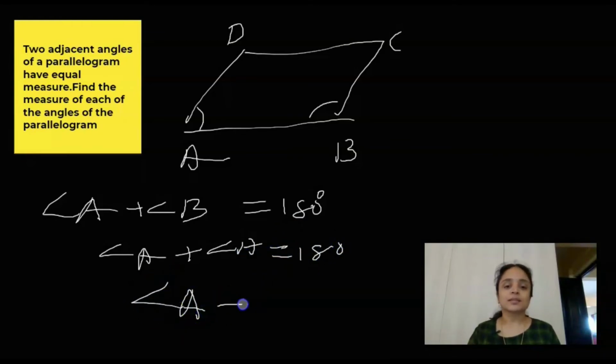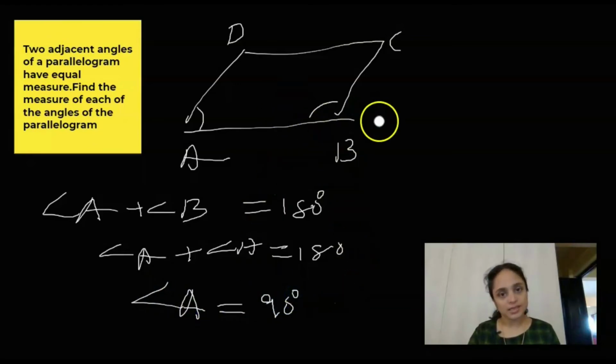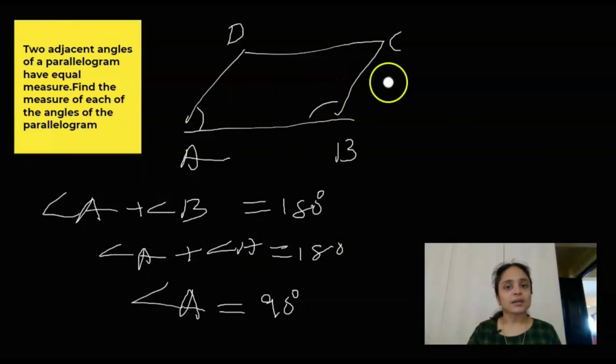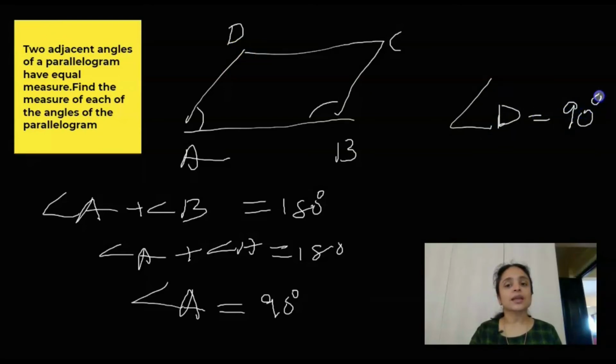No need of solving like this. We know that angle A will be 90 degree and angle B is also equal. So angle B is also equal to 90 degree. And we know that sum of adjacent angles of a parallelogram is equal to 180 degrees. So if angle A is equal to 90 degree, angle D is also equal to 90 degree, and angle B is equal to 90 degree means angle C is also equal to 90 degree, or opposite angles of a parallelogram are equal. From that also you can say that angle D equal to 90 and angle C is equal to 90 degree. And what does this mean? This is a rectangle or a square.